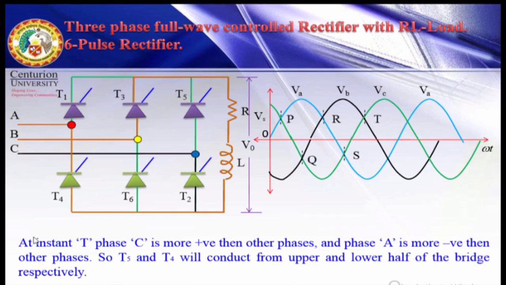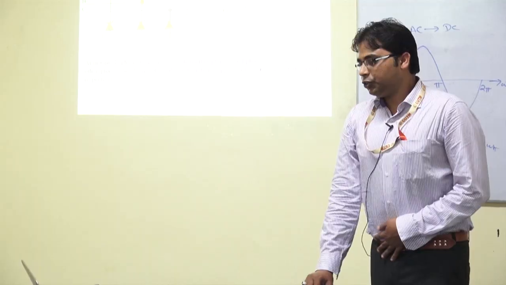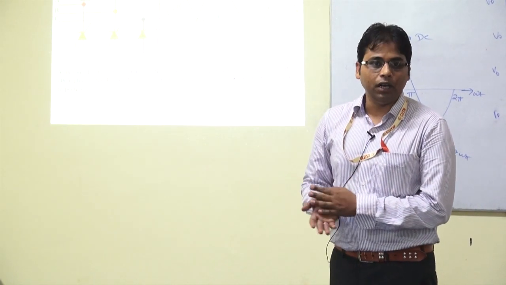Next, at instant T. Now tell me, which is more positive at instant T? Vc is more positive, and Va is more negative. From upper half which will conduct, which is connected to C? T5. And from lower half, which is connected to A? T4. So T4 and T5 will conduct during this duration. Now the current will flow C, T5, R, L, T4 and back to A. This is how current flows during this period.